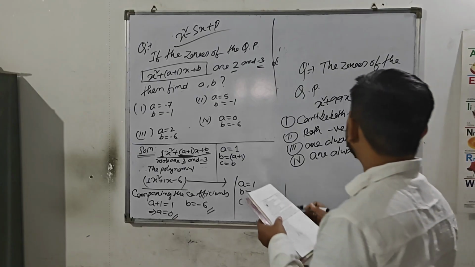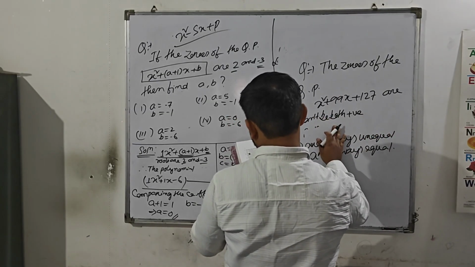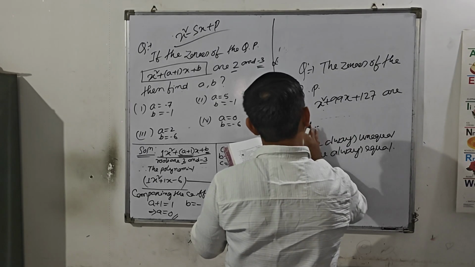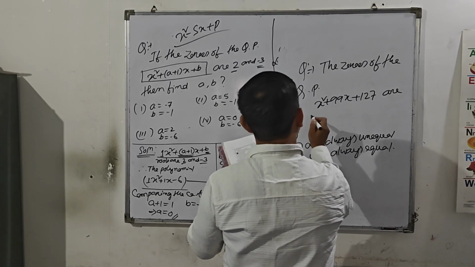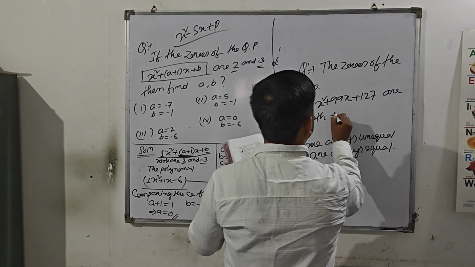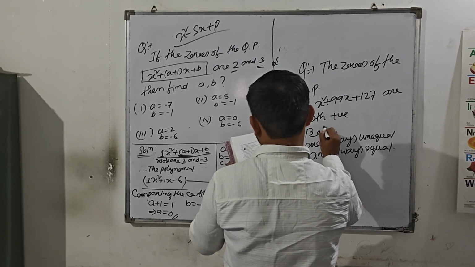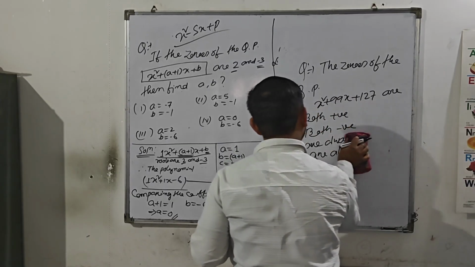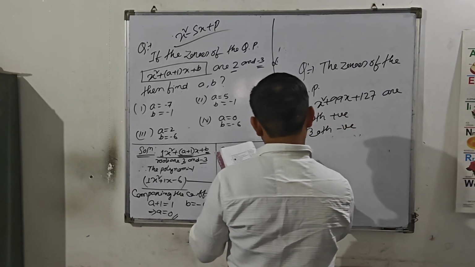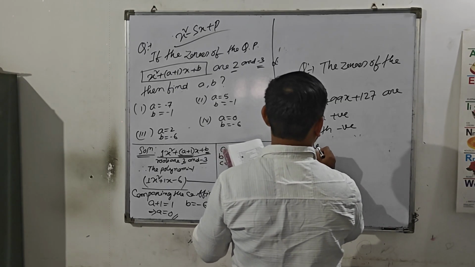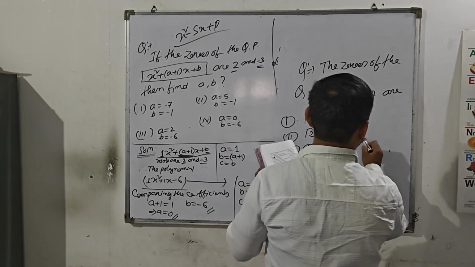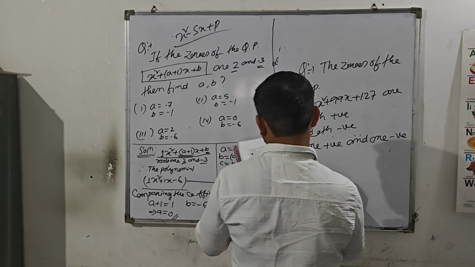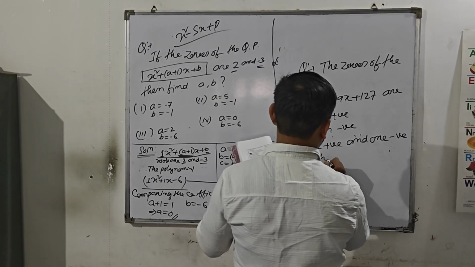Cannot be both negative. Sorry, I'm very sorry. Both positive, both negative. These are the options. Third option, one positive and one negative. Both are equal.